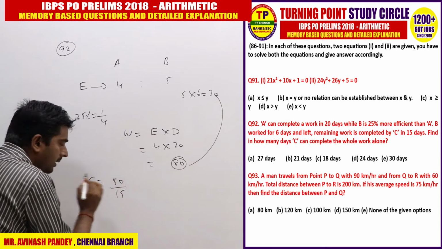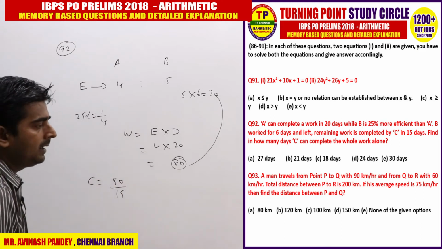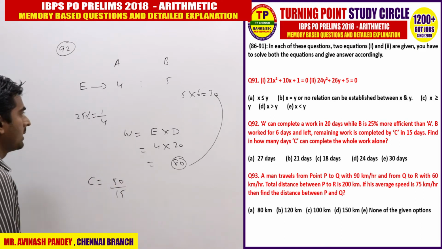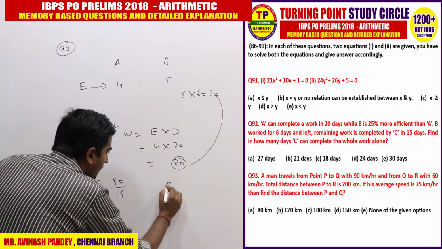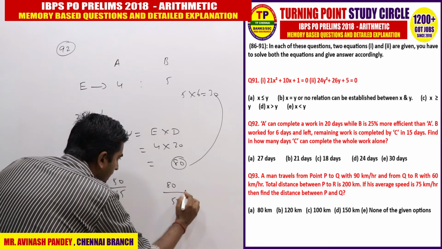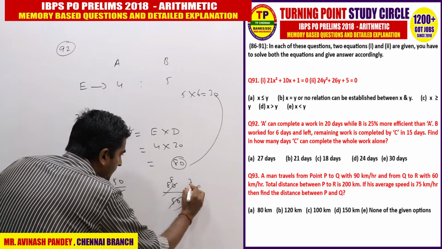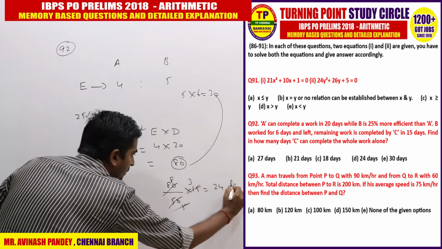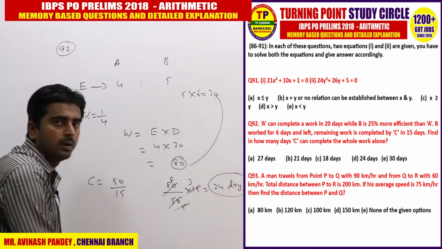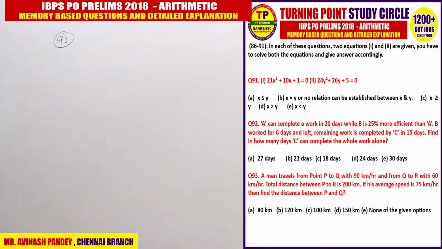50 by 15, right? But what they are asking is, find in how many days C can complete the whole work. Whole work is how much? 80. So 80 divided by 50 into 50, right? 10 5s are, 10 8s are, 5 3s are. What is my answer? 24 days. My answer is nothing but 24 days, right? So now we will see the next question.